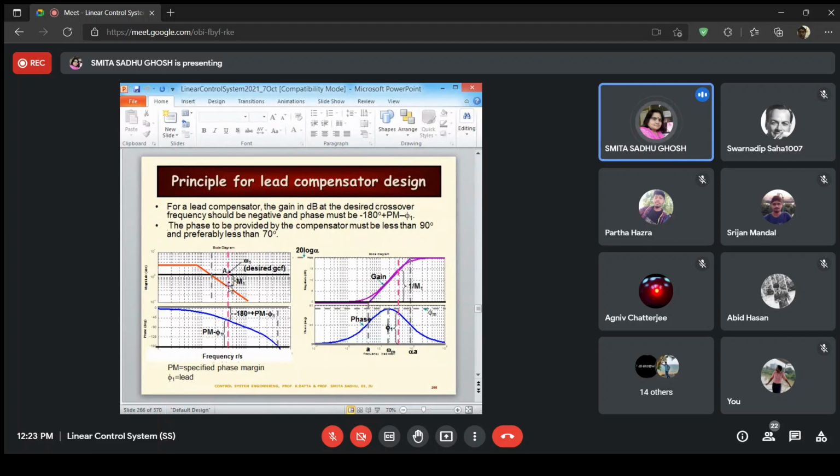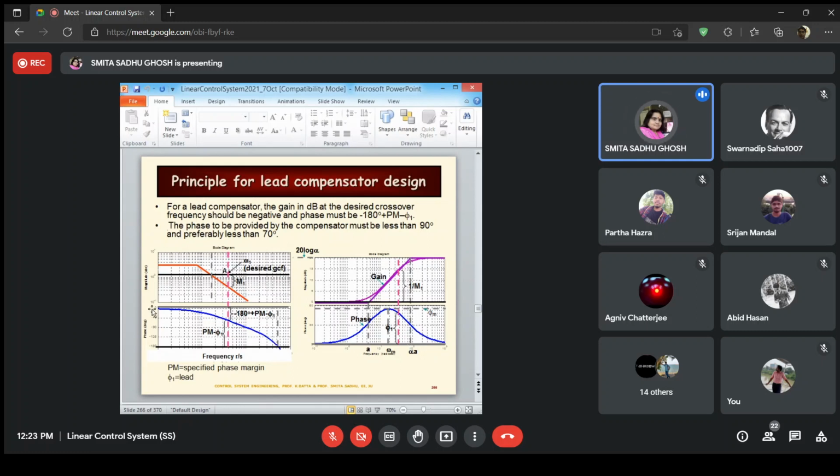So before the compensator is placed, I will have to look for the frequency where the phase margin is PM minus the phase phi 1. Why minus the phase phi 1? Let me tell you in terms of numerical values. Let us say that from the compensator I'll get 20 degrees of lead, and my specified phase margin for the compensated system is 45 degrees.